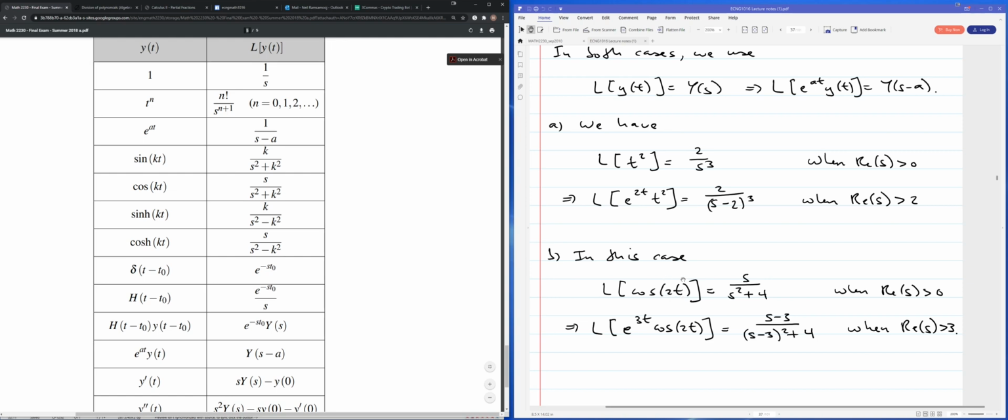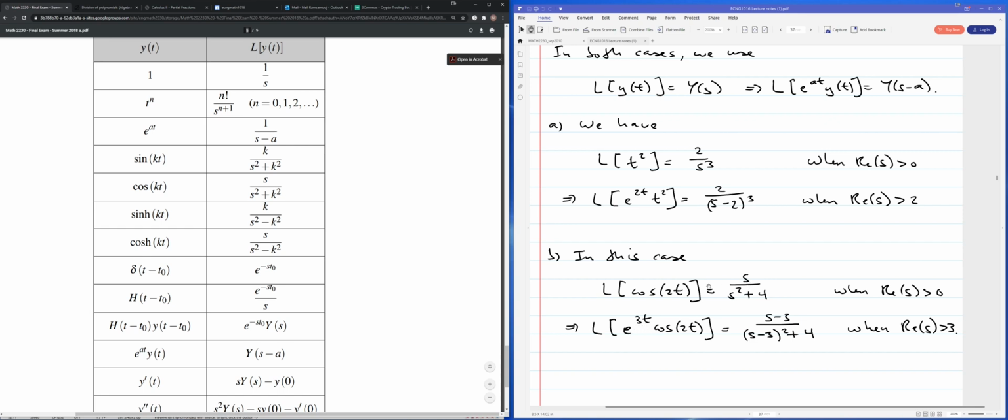Okay, so let's see a next example of using this s shift formula. The Laplace of cosine of 2t is s on s squared plus 4, from my table. But what I want now is the Laplace of the exponential times the cosine. If I have a function and multiply it by an exponential, then wherever you have the s, the s will shift, and it will shift to s minus 3. That 3 comes from the exponential being e to the 3t.